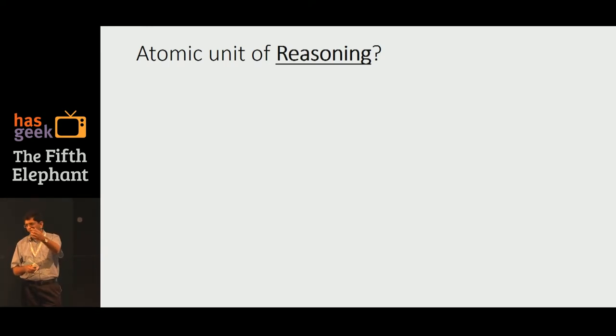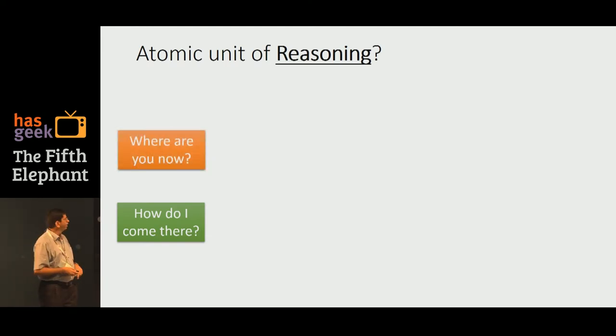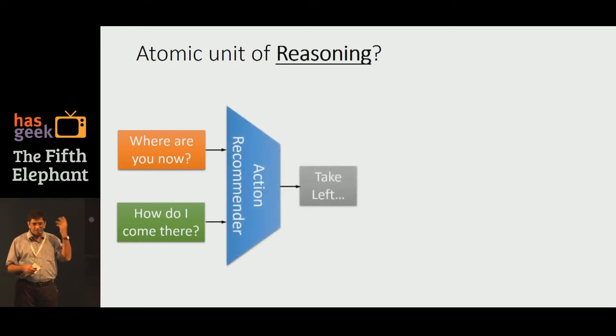Yeah, next action, right? So let me put this problem in a different way. Let's say your friend calls you and he says, hey, how do I come there? What is the first question you ask him? And then you decide, how do we get here? And he takes a left. That's all. This is the simplest thing that we do when we do reasoning.